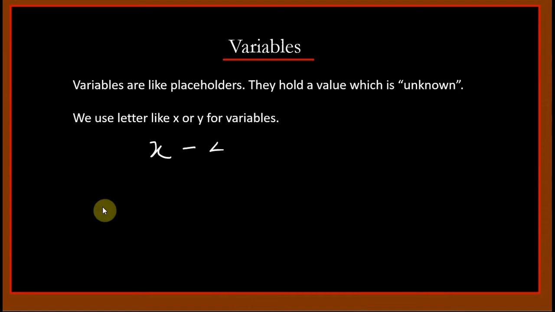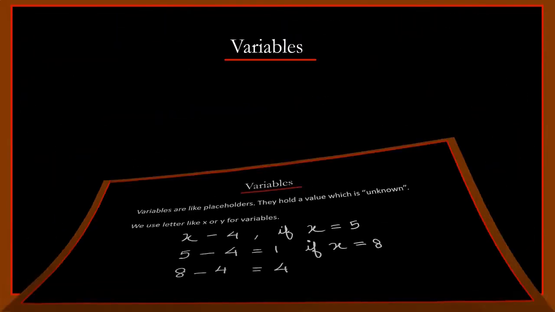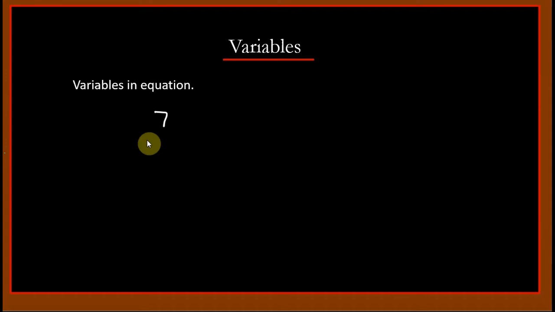Suppose you are given an expression x minus 4. In this expression, you can put any value for x. If x is equal to 5, replace x with 5 in the expression and 5 minus 4 is 1. Similarly, if x is equal to 8, 8 minus 4 is equal to 4. So the value of an expression depends on the value of its variables.